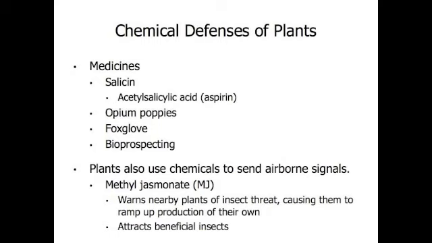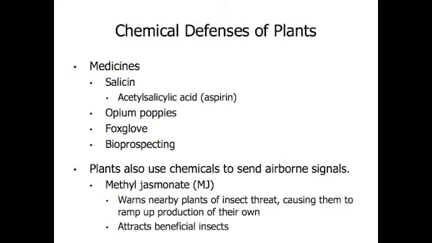For example, they release airborne chemicals that can warn nearby plants of an impending insect threat or call insects to their aid. When insects nibble on plants, the plants release the chemical methyl jasmonate, which drifts on the breeze to nearby plants. The drifting methyl jasmonate causes plants to ramp up production of their own defensive chemicals so they are prepared if the insects invade them.